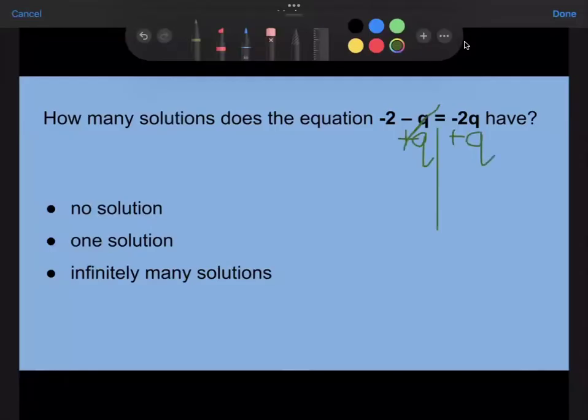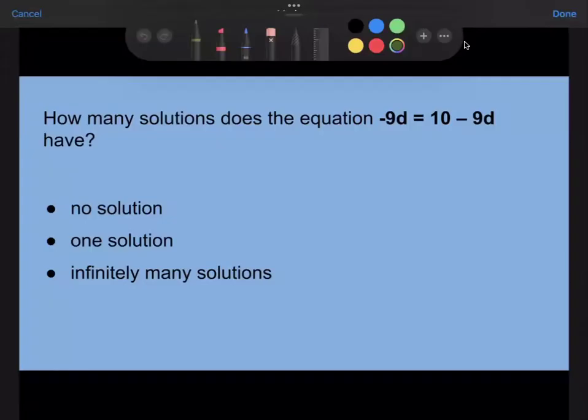These Q's will eliminate. I'll have -2 over here, and then -2 Q's plus a Q leaves us with -1 Q, or negative Q. Now if I divide both sides by -1, I end up with 2 equals Q, which means that this equation has one solution. I was not able to eliminate the variable.